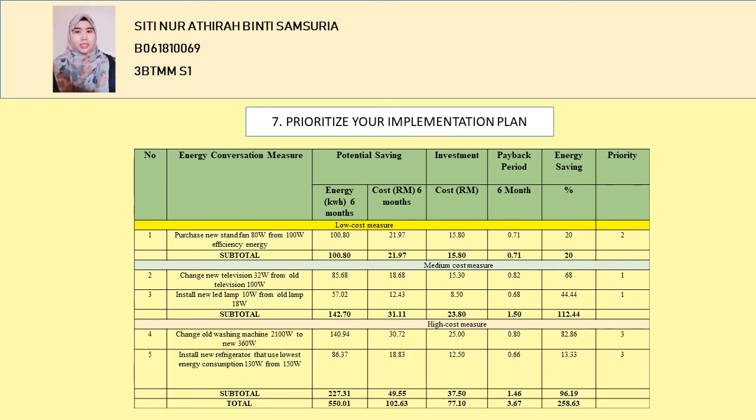And the last one is the high cost measure, which is to change all washing machines from 2100 watt to a new 316 watt. For the energy saving is 7517.06. For the cost saving is 4292.24. For the investment is 795.00. For the payback period is 0.2. For the energy saving is 82.86%. And for the priority is 3.